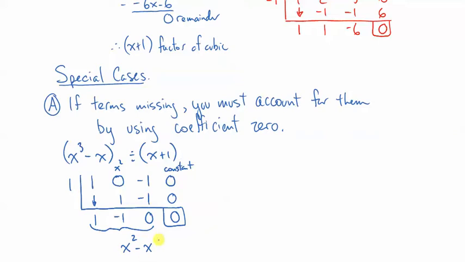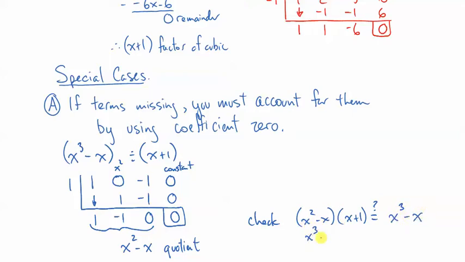And as I'm looking at my quotient, I should just make a comment about this. One way you can check your work is the quotient multiplied by the divisor should equal, I'm putting a question mark there because I'm questioning whether it's true, but it should equal the dividend. If I multiply this out, the FOIL process, first, outer, inner, last, I get x cubed minus x, and indeed they're the same, so there's my check.